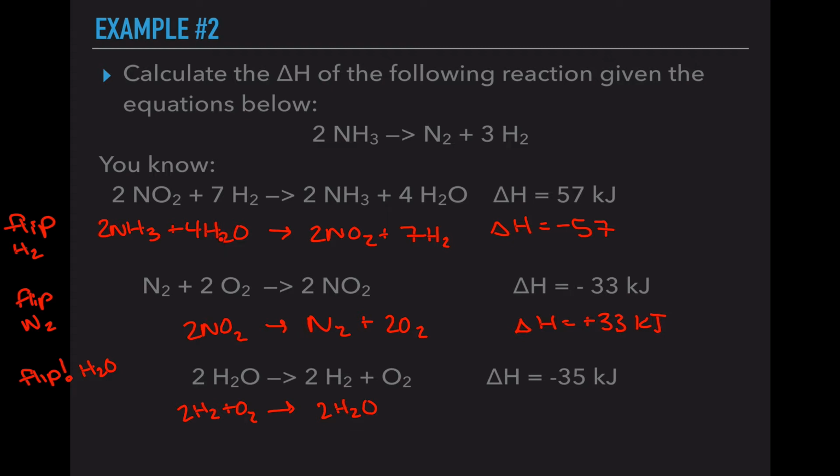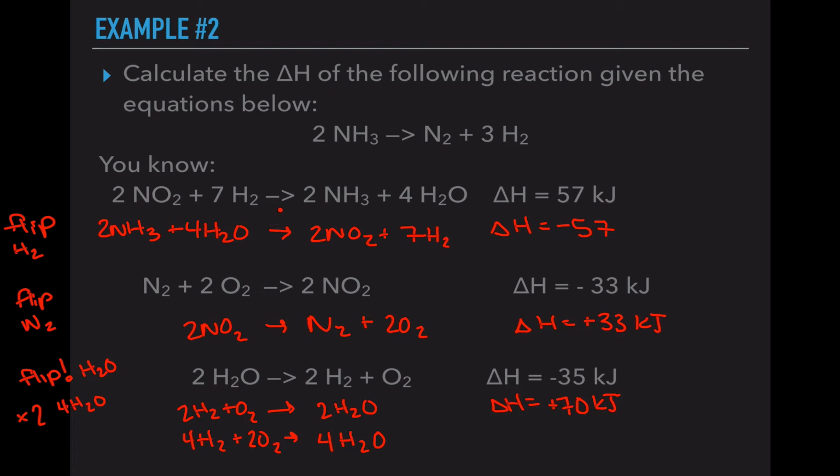Now I'm going to look back at this H2O up top. Notice that that has a 4 in front of it. So I actually want to multiply this by 2 because I need 4 H2Os to cancel. So this becomes 4 H2 plus 2 O2 and 4 H2Os. Alright, so now I reversed and doubled. So this delta H becomes 70 because I doubled and positive because I reversed.